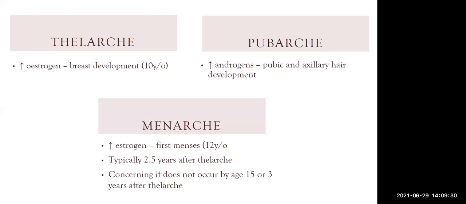When we talk about menarche, it happens when there is an increase in estrogen. If you take a look at Sunflower, Nelson, or UpToDate, they say that the first menses roughly happens at the age of 12 years old, and typically 2.5 years after thelarche. It is said to be concerning if it does not occur by the age of 15, or 3 years after thelarche.